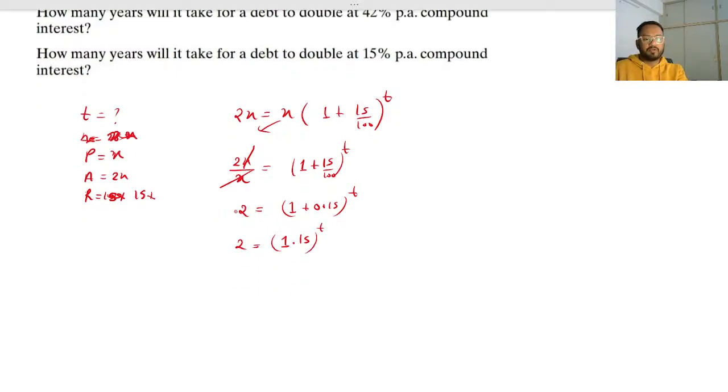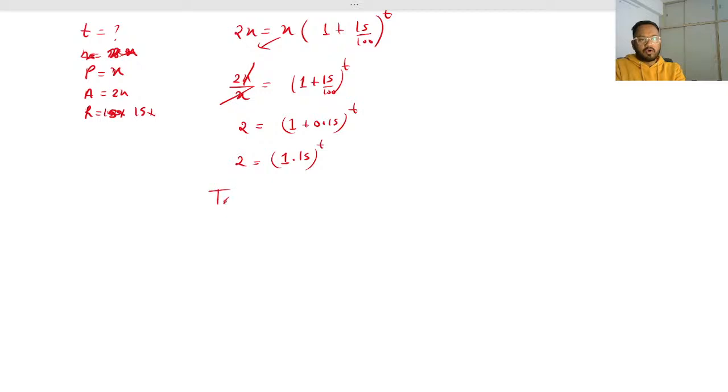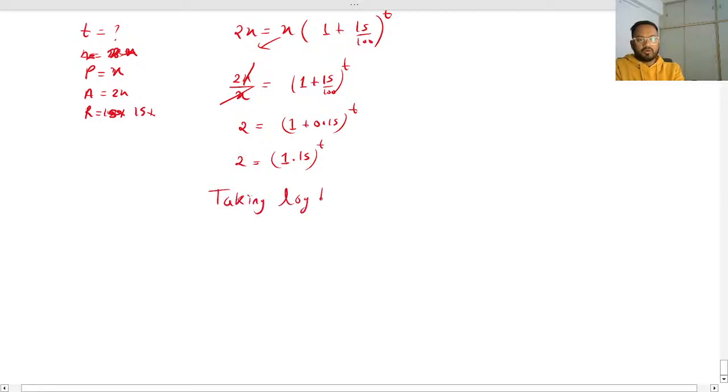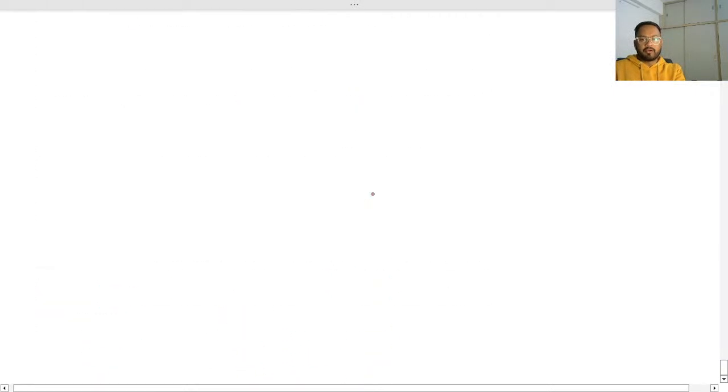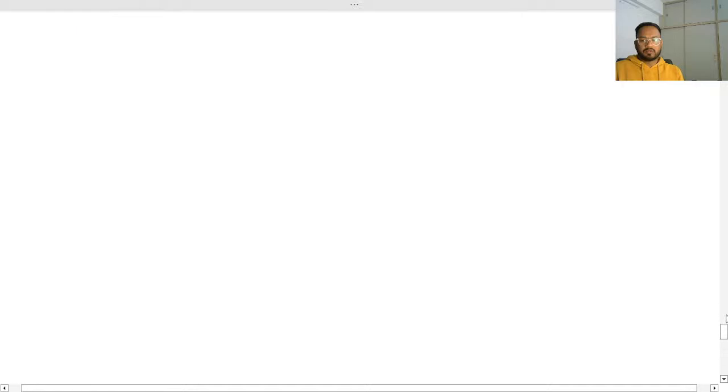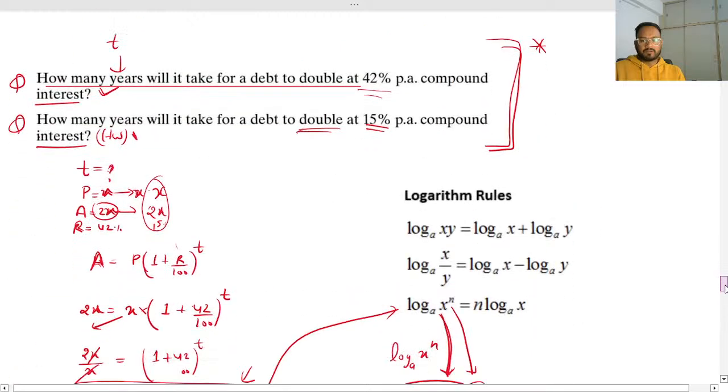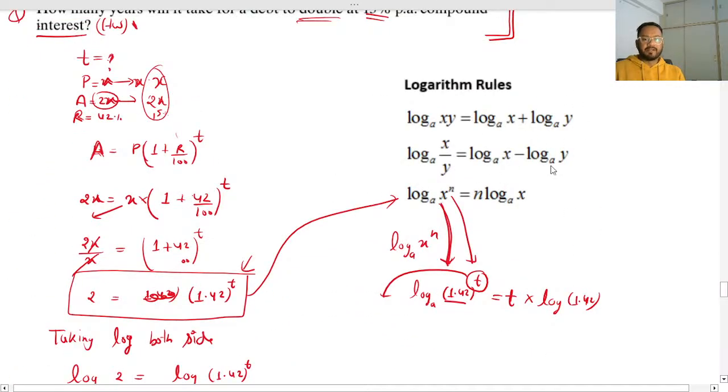Here you need to use log. So taking log both sides, because we cannot solve without log. Taking log both sides. Now how to use the log? See, look here, there is a formula here. I already told you, right? So this is a formula I have written for you. Just a minute. Okay, so these are the formulas. I'll share the PDF with you.